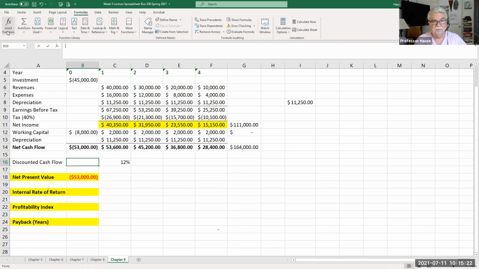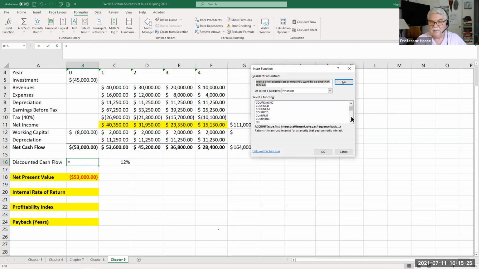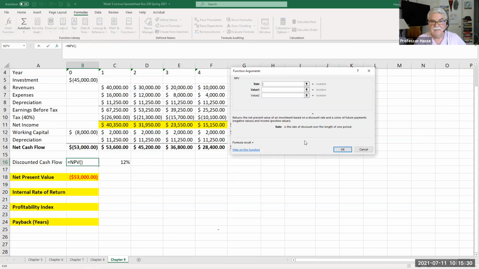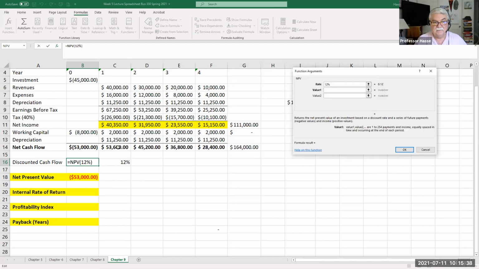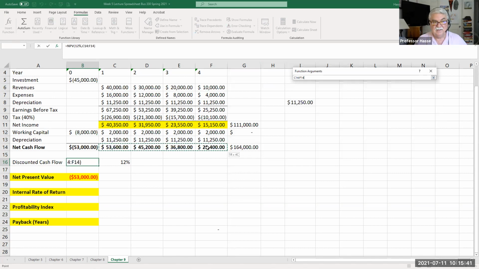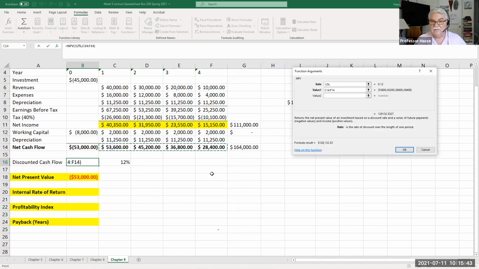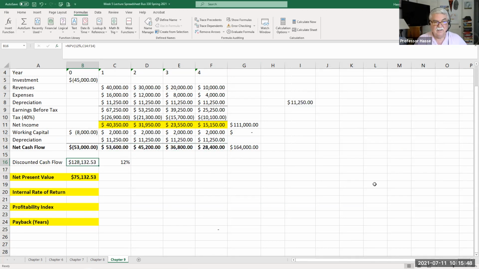Formula, function, financial, net present value, NPV, just like we did in chapter 8. Our rate here is 12%, and the values are now from year 1 to year 4. We do not include year 0. C14 to F14. We're now going to discount that cash flow back at 12%, $128,000. Wow. Looks like we have a pretty good net present value.